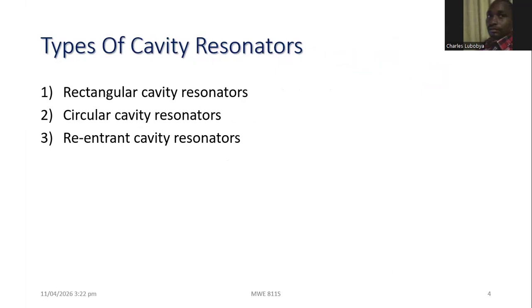So let's look at the types of cavity resonators. Like I said, we've got three major ones, though the ones that are widely used are the rectangular cavity resonators as well as circular cavity resonators. The re-entrant cavity resonators are basically a combination of different shapings that can be achieved around the circular cavity resonators and the rectangular cavity resonators.